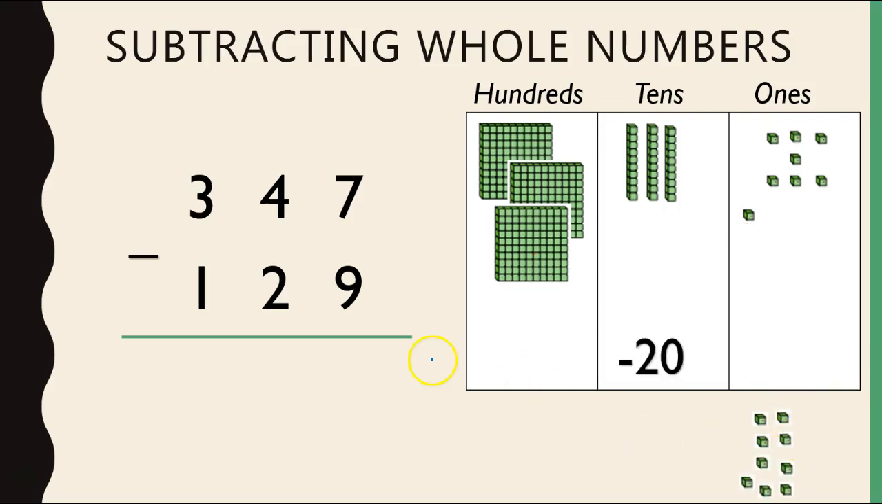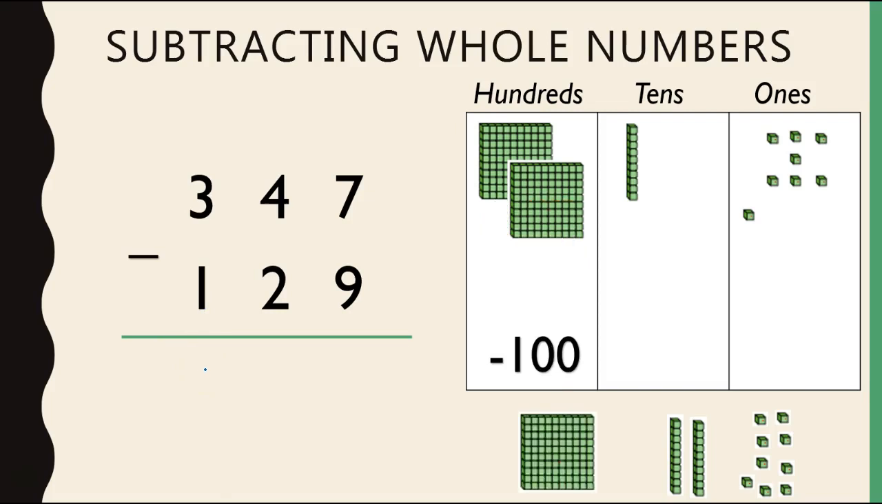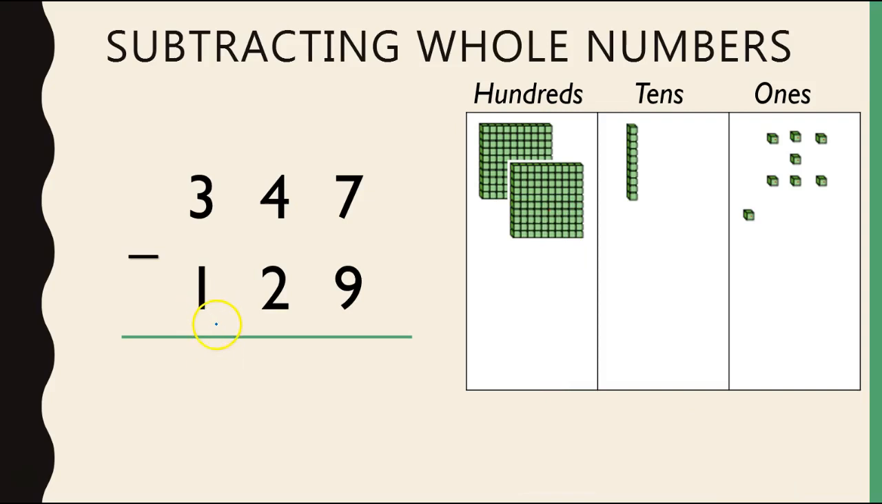Okay. Next, we're going to subtract 2 tens, or 20. So we're going to take 2 of these tens out. And then finally, we want to subtract 100. So we're going to take one of these hundreds out. And we're finished. So this is what we're left with after we have subtracted 129. So we have 2 100 blocks, 1 10 blocks, and 8 ones blocks. So that would be 218.